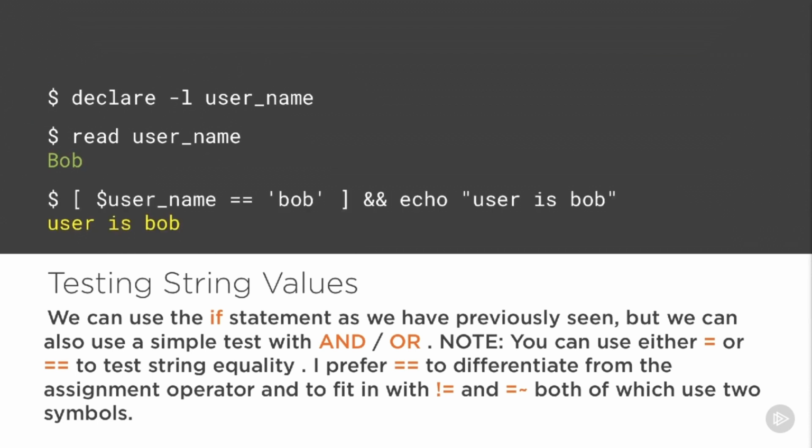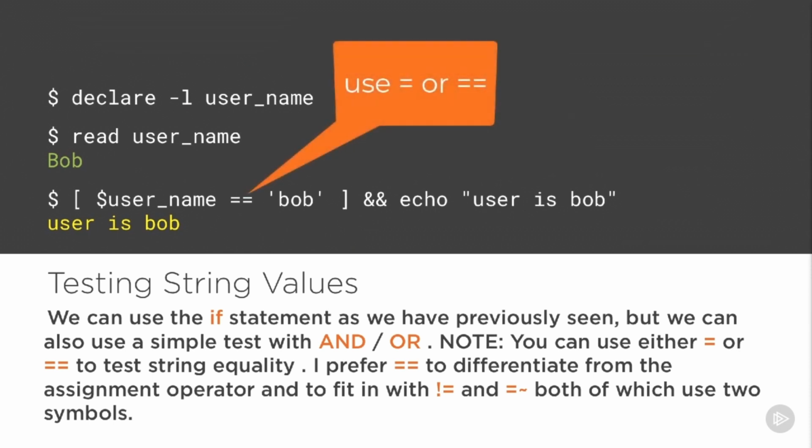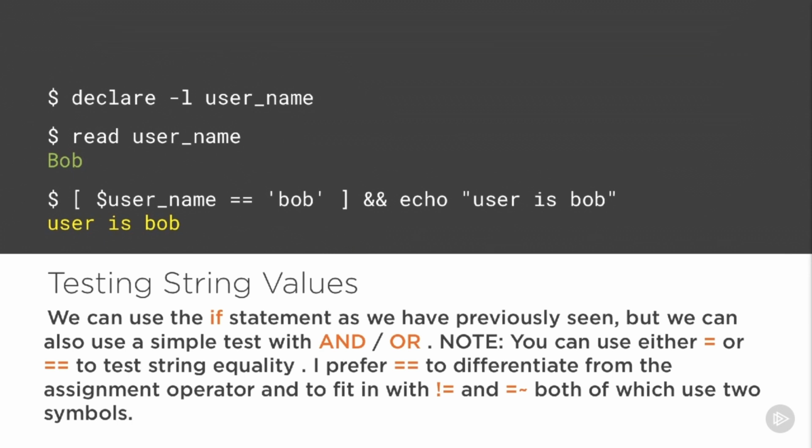So then when we look at our test, we can use the single square brackets. So we can go through here, we can see then $username is equal to Bob. Now I'm using the double equal sign here, but we can use a double or single sign. Using the double differentiates from the assignment operator. Also, when we're looking at things like not equal, that would be exclamation mark and equal, or regular expression matches, that would be equal tilde. So as everything then uses two symbols, it's worthwhile keeping it to two equals sign.